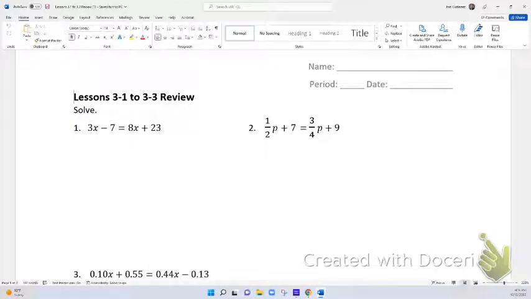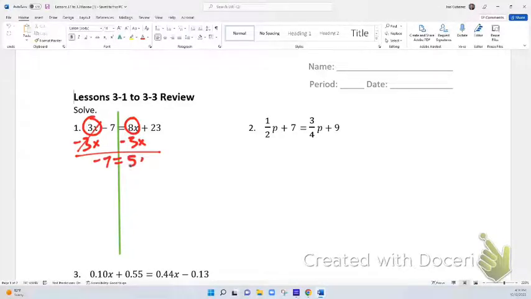So let's get started. For number one, make sure, once again, anytime you're solving equations, put the line going straight down the equal sign. For number one, you have x's on the left, x's on the right. Which one is smaller, 3x or 8x? 3x, so subtract 3x from both sides. When you do that, those go away, bring down a -7. 8x take away 3x gives you 5x, bring down your 23.